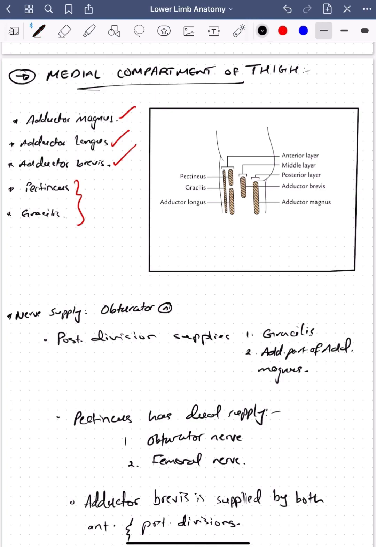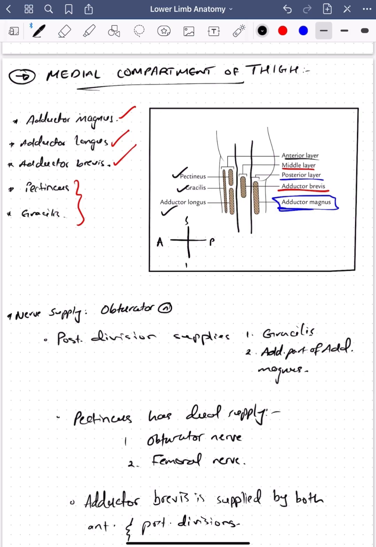arrangement. Now the orientation is anterior, posterior, superior, inferior. So we have 3 layers: an anterior layer, middle layer, and a posterior layer. In the anterior layer we have the pectineus, gracilis, and the adductor longus. So 3 muscles in the first or anterior layer, 1 muscle in the middle layer, and that is the adductor brevis. And finally in the posterior layer we have the adductor magnus. Okay, so these are the muscles in the medial compartment and their arrangement when viewing from the medial side.